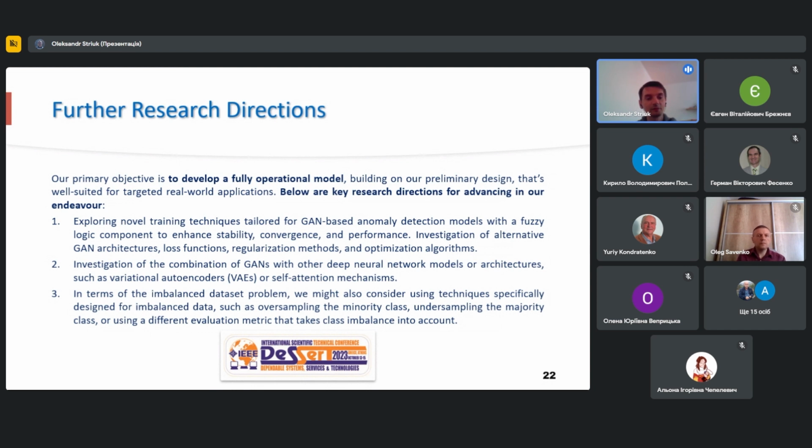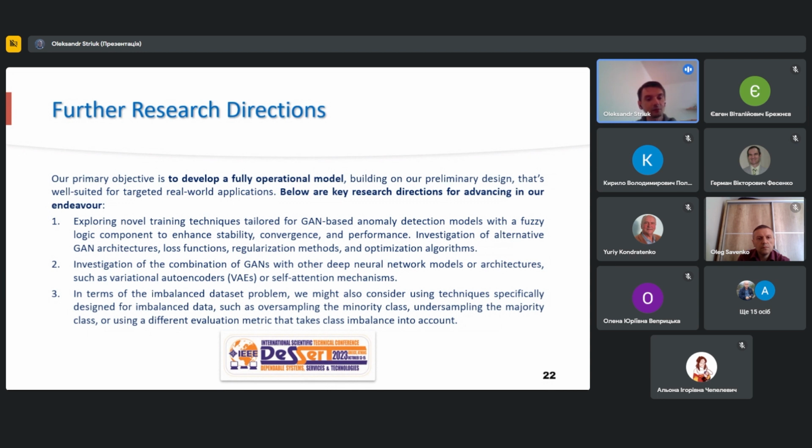First, exploring novel training techniques tailored for GAN-based anomaly detection models with a fuzzy logic component to enhance stability, convergence, and performance. Investigation of alternative GAN architectures, for instance, DCGAN, WGAN, StyleGAN, etc., loss functions, regularization methods, and optimization algorithms. Investigation of the combination of GANs with other deep neural network models or architectures, such as variational autoencoders or self-attention mechanisms.